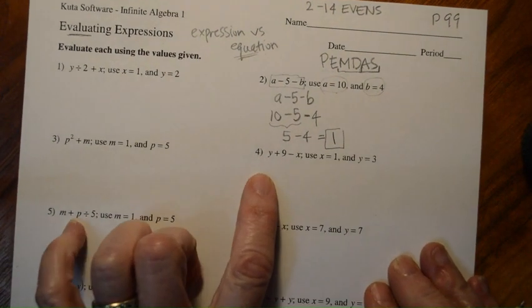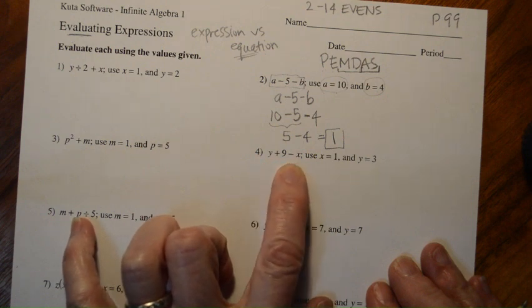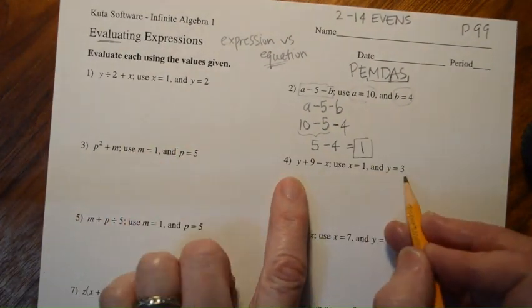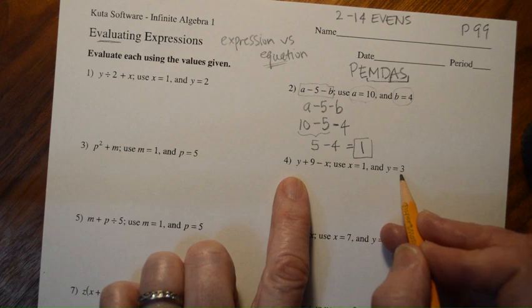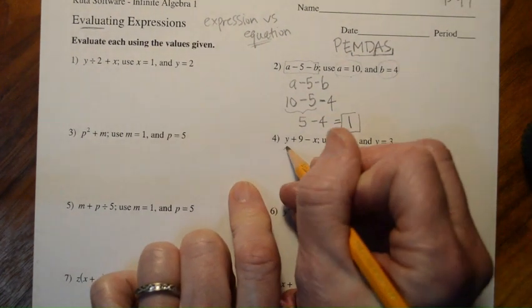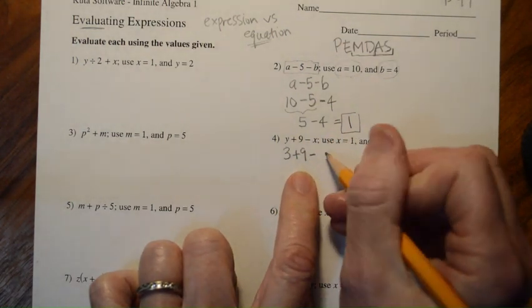Okay, let's try the next one. So again, here is our expression. There's no equal sign in it, so it's just y plus 9 minus x. I'm not going to write the whole thing over again. I'm just going to fill in the different values that they asked us to do. So in place of y, I'm going to write 3. So I get 3 plus 9 minus, and in place of x, I'm going to write 1.